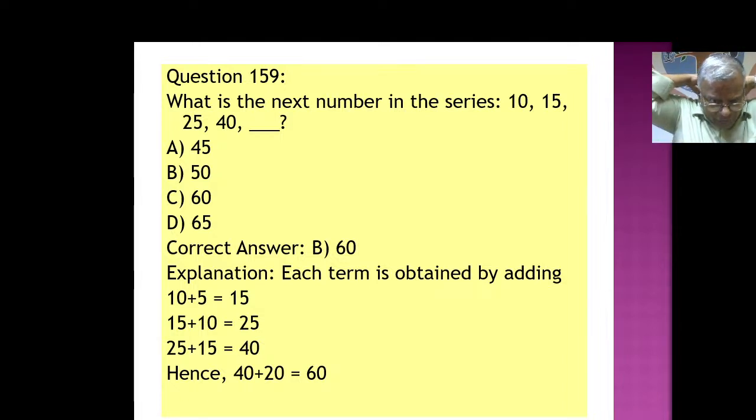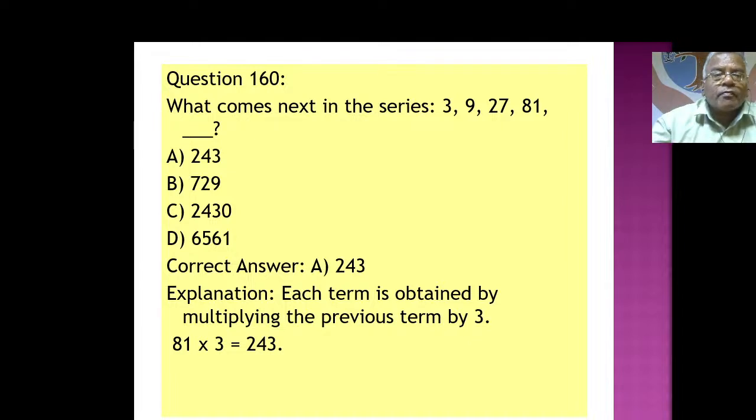40 plus 20. Do you get the point? How the series goes like this? Each term is obtained by adding: 10 plus 5, 15, 15 plus 10, 25, 25 plus 15, 40. So naturally the next number you must add is 20. 40 plus 20, that is 60. I hope you understood this one.